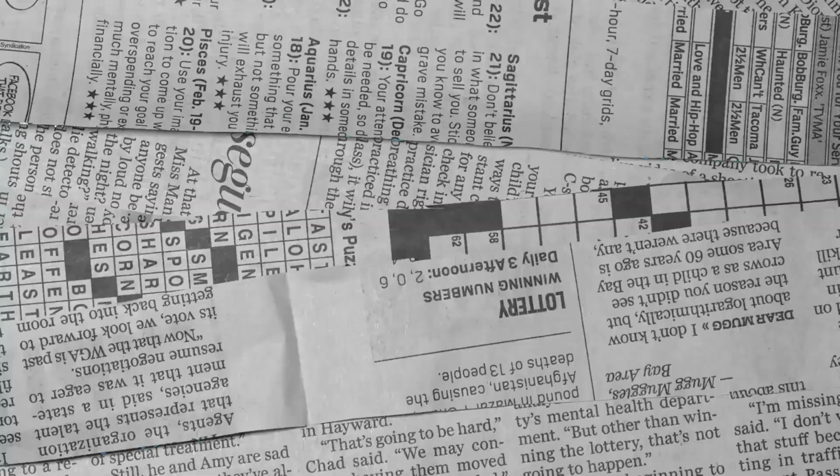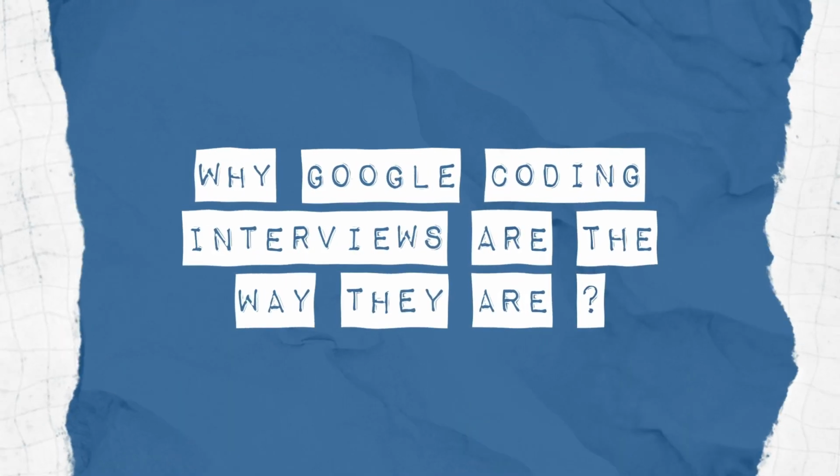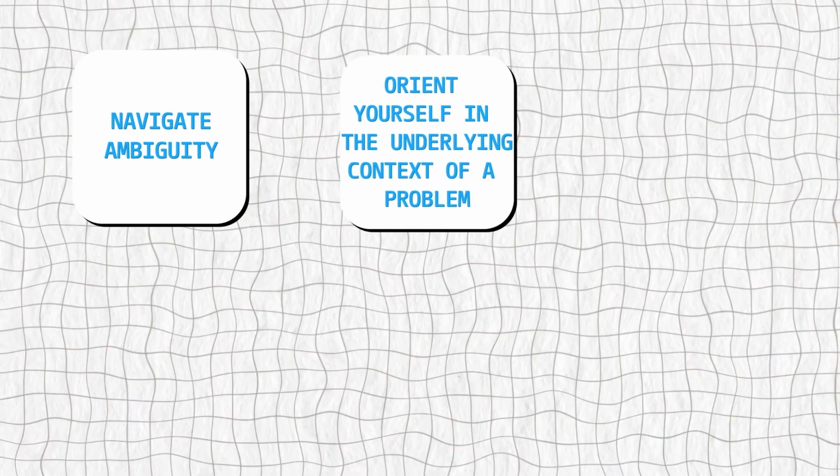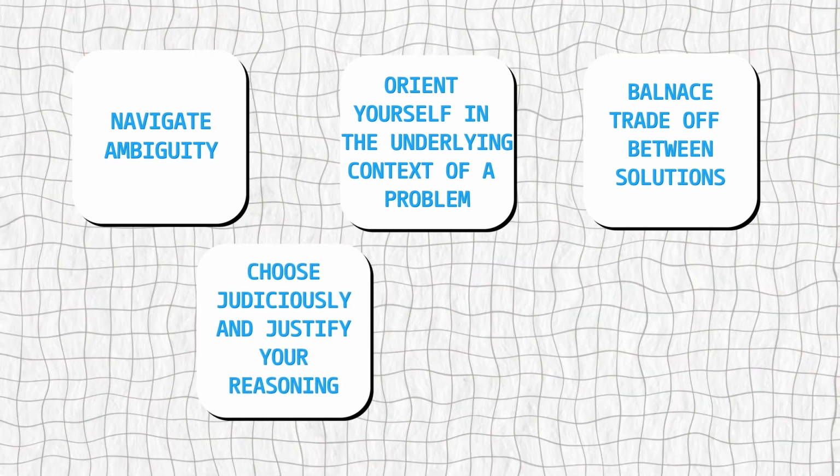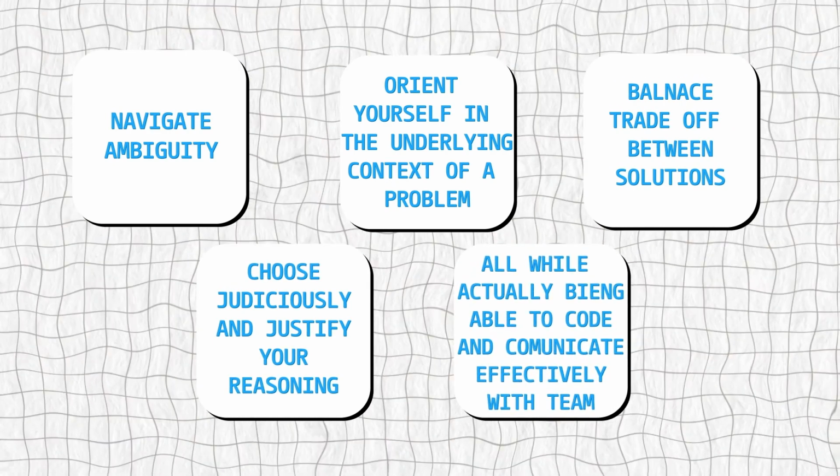Next, I want to touch on why Google coding interviews are the way that they are. Having been on the other side of the interview process as an interviewer, here's why I think they do things the way they do. Coding problem interviews are an imperfect proxy to see how you're able to do a few key things, like navigate ambiguity, orient yourself in the underlying context of a problem, balance trade-offs between solutions, choose judiciously, and justify your reasoning, all while actually being able to code and communicate effectively with a team. This is very difficult to parse out in a 45-minute interview. So a coding problem interview is a bit of a ceremonial dance to hypothetically tease out some of these signals.